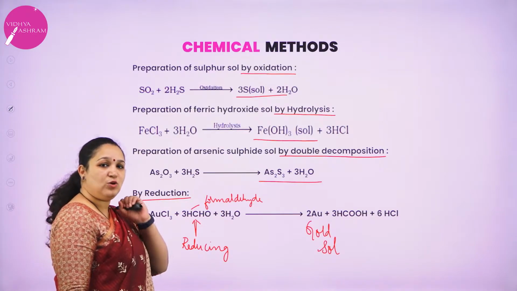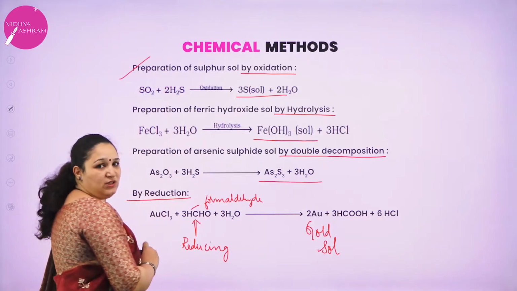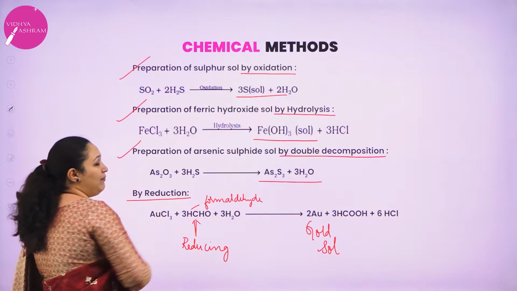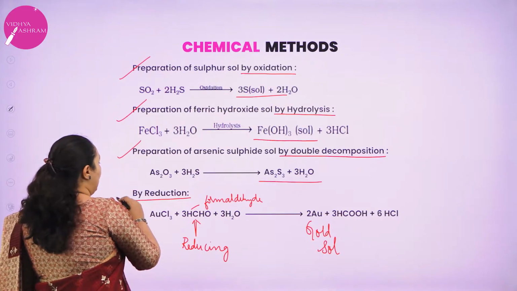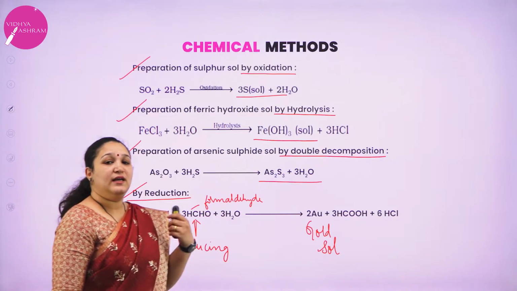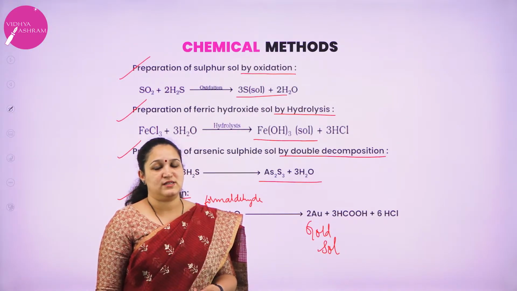So there are totally 4 methods. First one by oxidation, second one by hydrolysis, third one by double decomposition, and the fourth one by reduction. So these are the chemical methods of preparation of colloids.